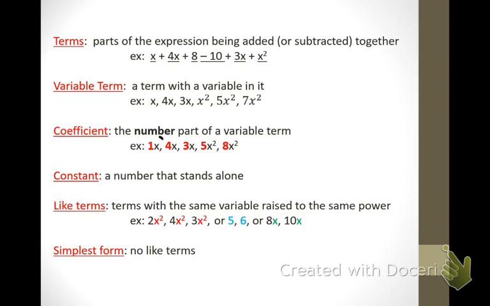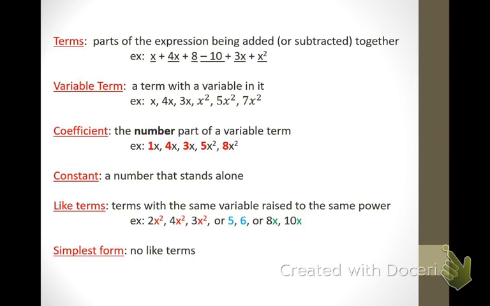Looking at this, what is the number that's attached to 1x? 1. What is the number that's attached to 4x? 4. What's the number that's attached to 3x? 3. Okay, so now looking at 5x squared, what is the coefficient, or what is the number that's attached to 5x squared? 5. What's the number that's attached to 8x squared? 8. So the coefficient is the number part of the variable term.